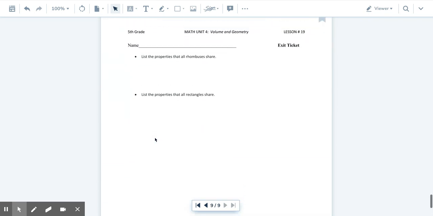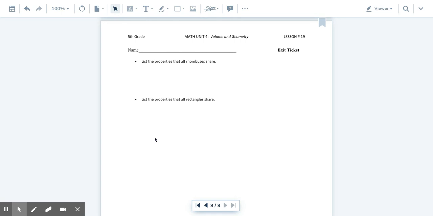Now, you are going to take the exit ticket quiz for math lessons in Google Classroom. Remember, this is different than math review. You should be taking a quiz that is asking you two questions that are on the screen now. List the properties that all rhombuses share and list the properties that all rectangles share. Don't forget to enter your secret code at the beginning of the quiz in order to access the questions. See you guys tomorrow.